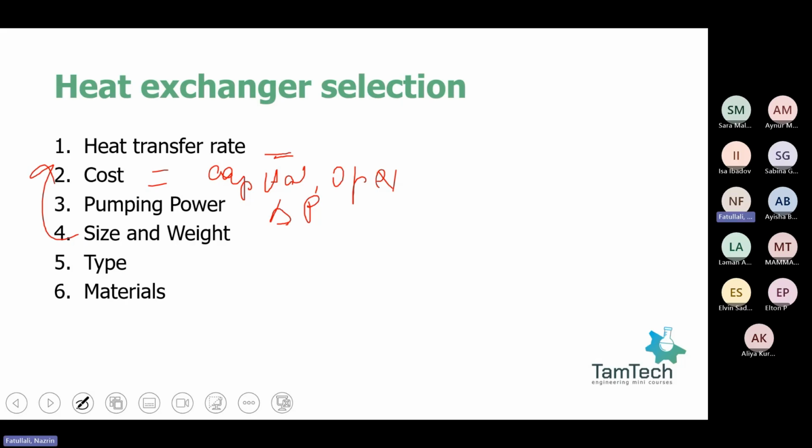And also size and weight, as I already mentioned, type and material are also affecting the choice of heat exchanger. If you design a heat exchanger in your university years, the fluid can be corrosive. Its temperature, its pressure, and fouling tendency, all of them drive what type of heat exchanger and what type of material you need to choose while designing your heat exchanger.